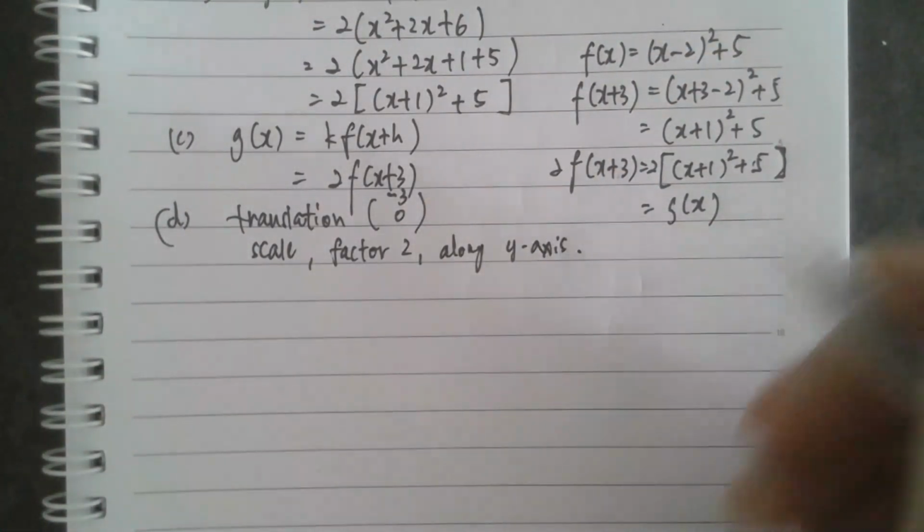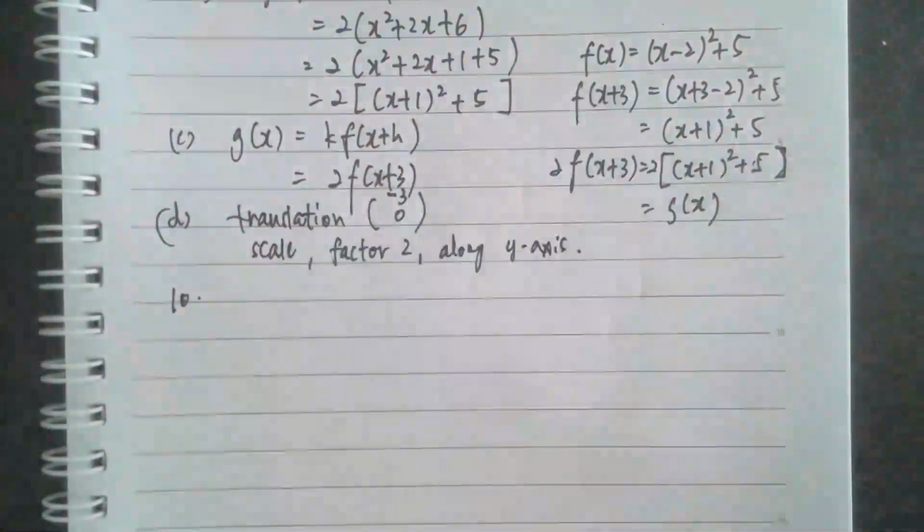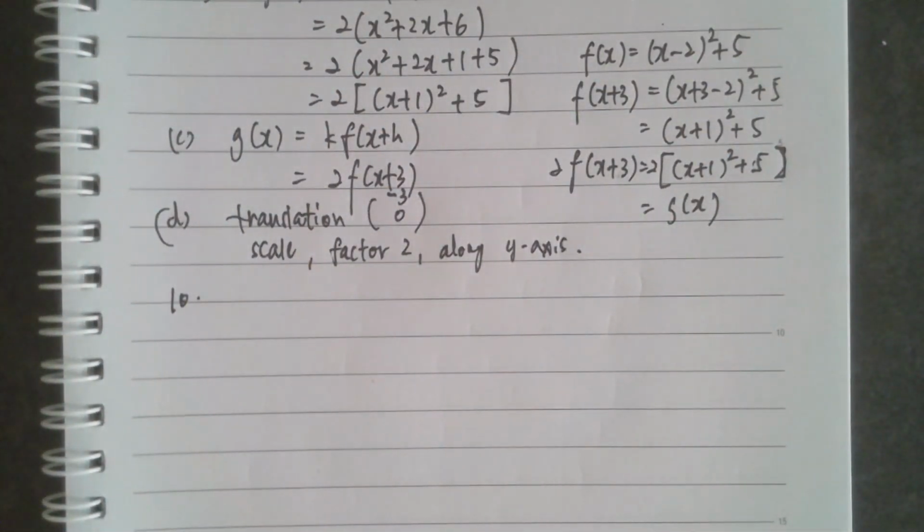Okay, so that's question 9. Next, the second last question, question 10. You're given two graphs, and the two graphs intersect at 2 points A and B. A is (0, 1), B is (4, 5), shown in the diagram. Find the area of the region between the two curves.